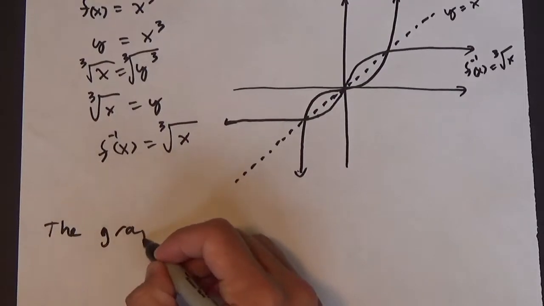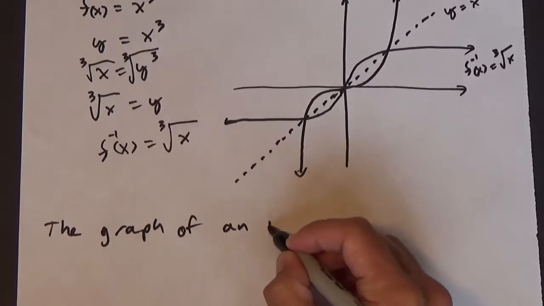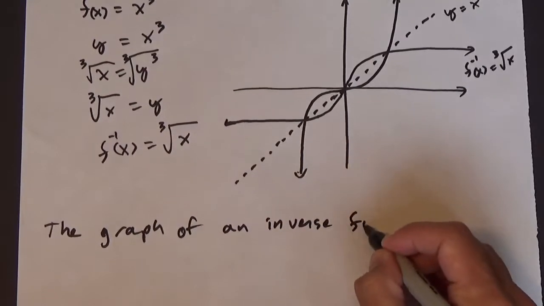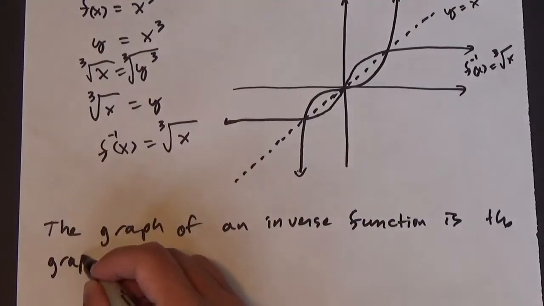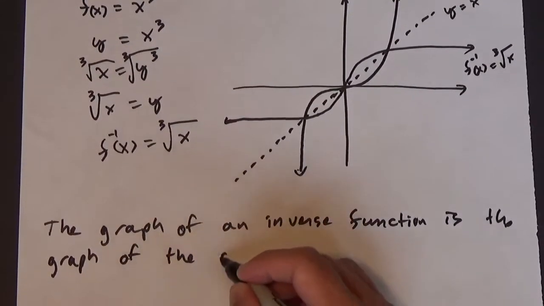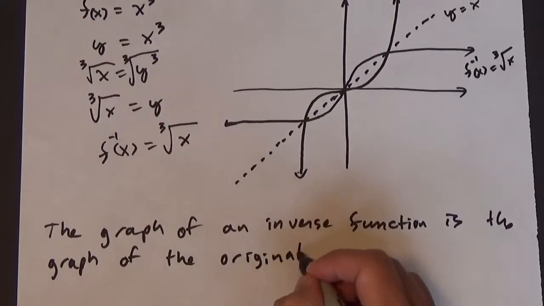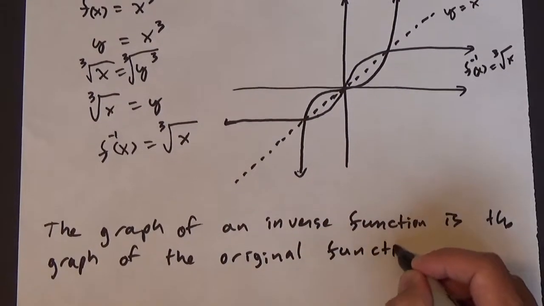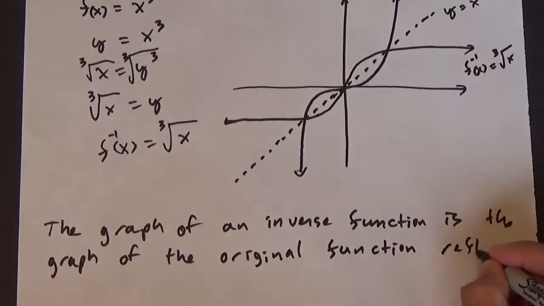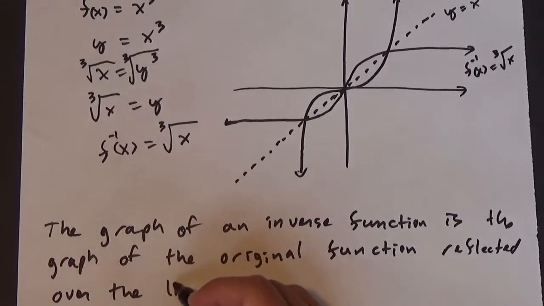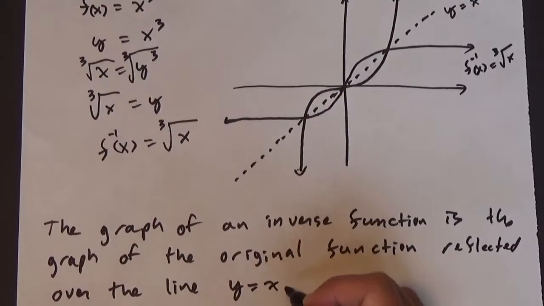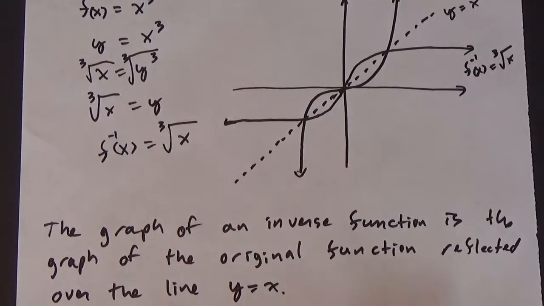The graph of an inverse function is the graph of the original function reflected over the line y equals x. So a function and its inverse do have symmetry.